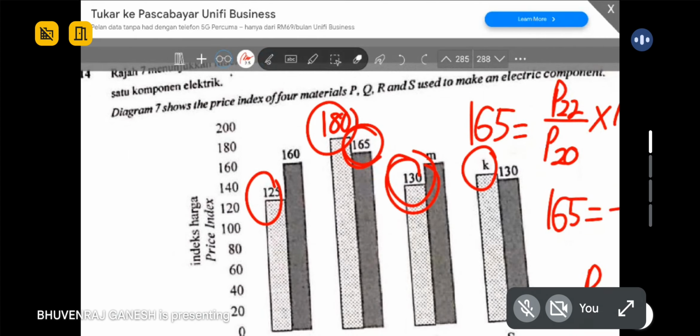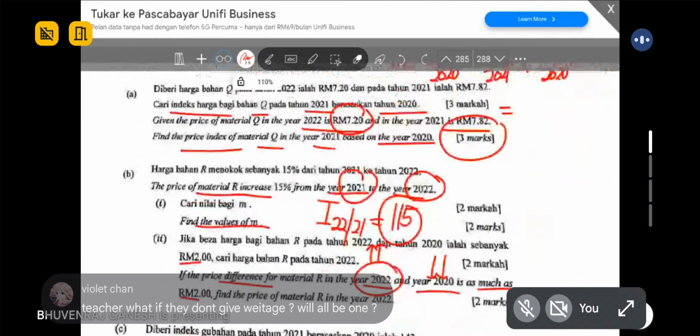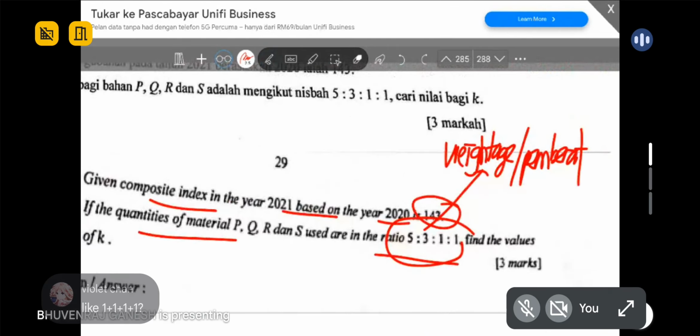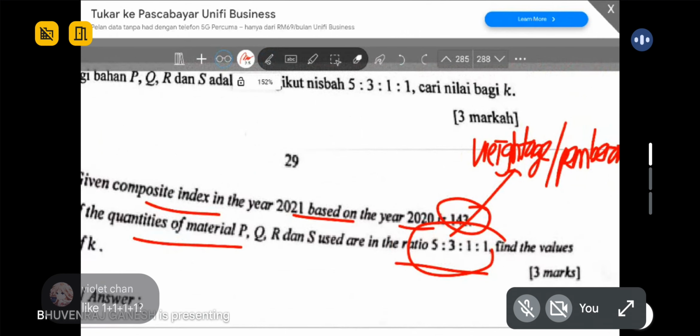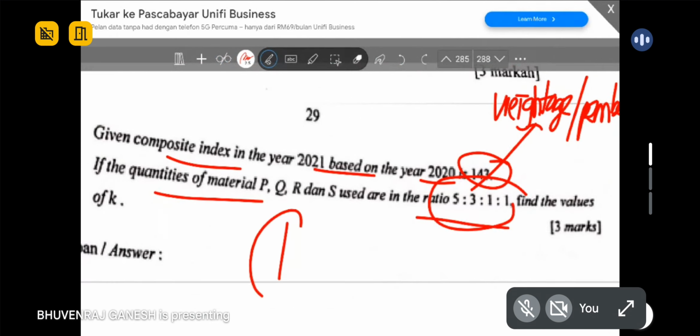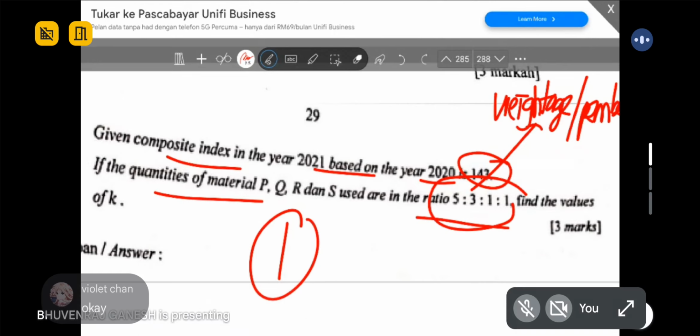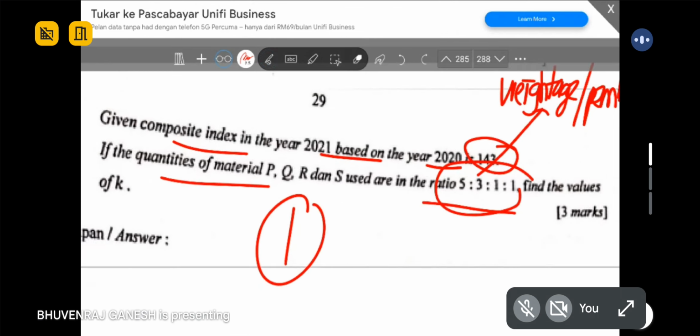All this value. Okay, so your question is find K. You have to find the value of K. Yes, correct. If the question doesn't tell you any weightage, remember guys, you must assume it is 1. If the question doesn't give a weightage value, assume 1 for all items. So P1, Q1, R1, like that. Every single thing is 1. Take note, sometimes the question won't give the weightage. They won't tell you weightage. So this is the concept.